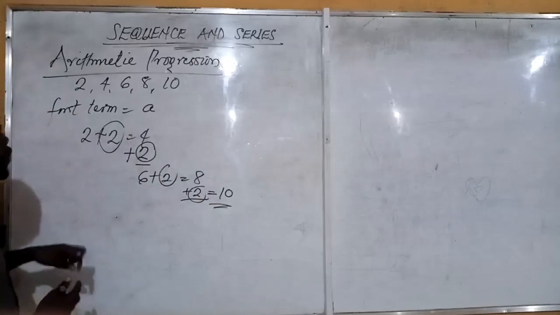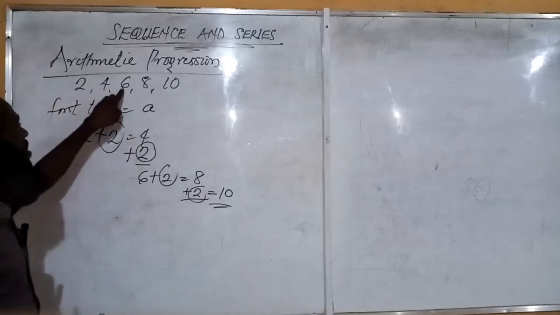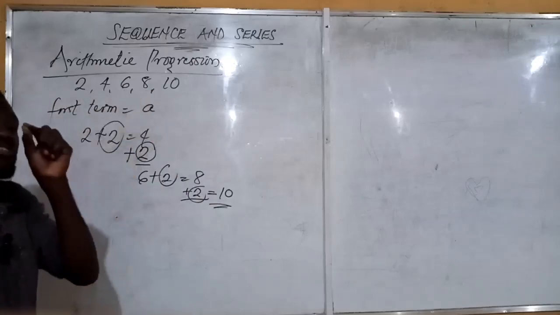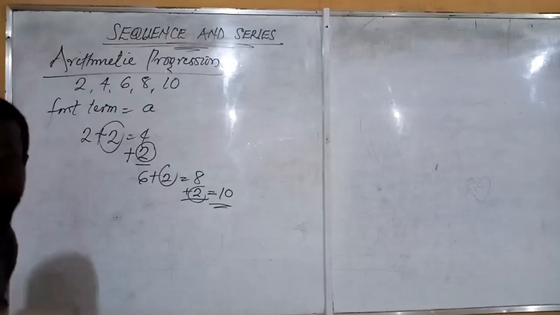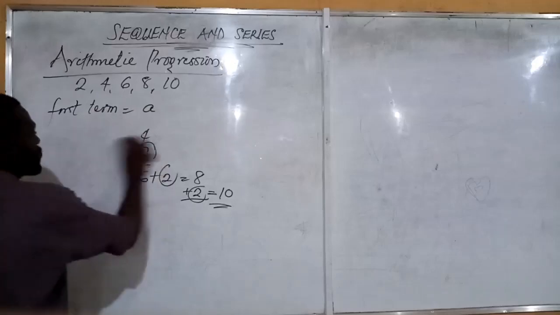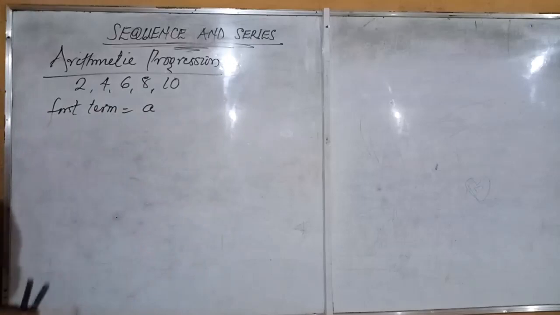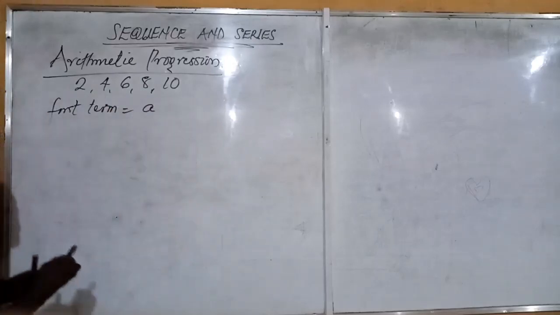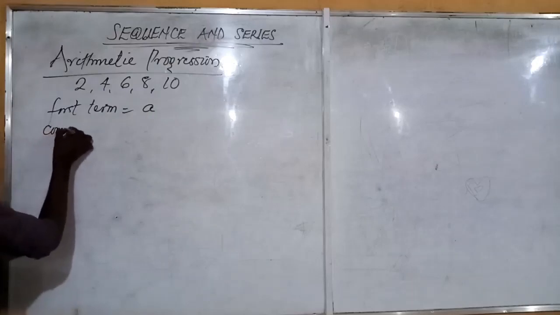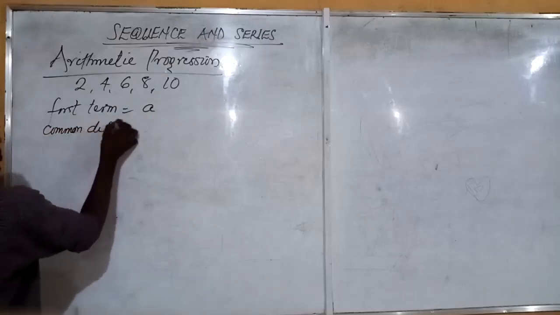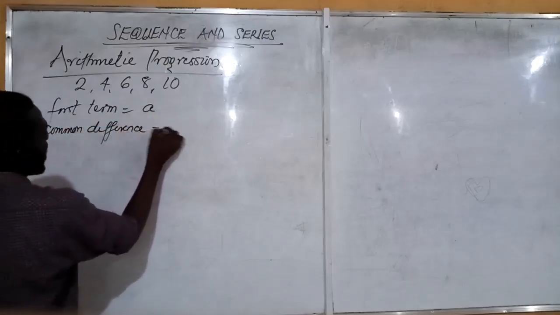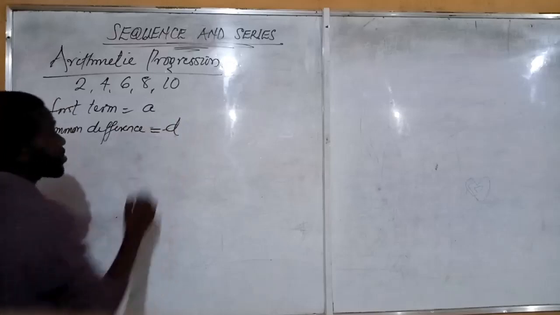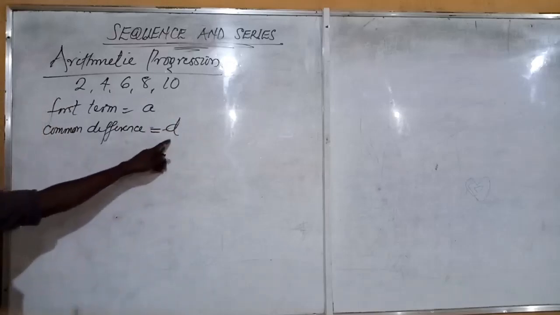So now, what is the difference between this and this and this and this? The difference is that 2, and that difference is known as a common difference. It's known as a common difference because that difference is common throughout the sequence. The common difference is denoted by D, all right?